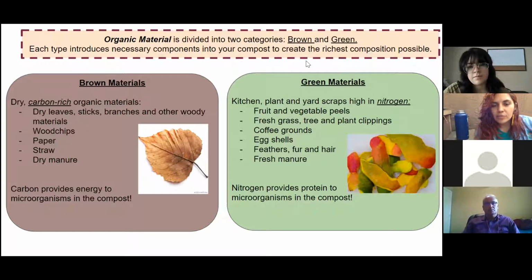And then in terms of green materials, you have all of the fresh fruit scraps, vegetable scraps, and eggshells. The hair and fur would fall under that, as well as the fresh manure. And these are nitrogen rich items. So the nitrogen feeds protein to the microorganisms, as the other essential component to healthy compost.